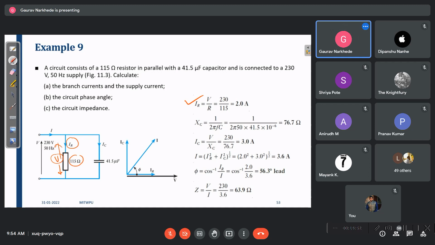Now you want to calculate IC. So what is given? Again, voltage is given. What is voltage? 230 volts. But what is the resistance of the capacitor? XC. Can you find XC? 1 upon 2 pi FC. Right? You have the value of capacitor, you have the value of frequency F. So can you calculate XC?